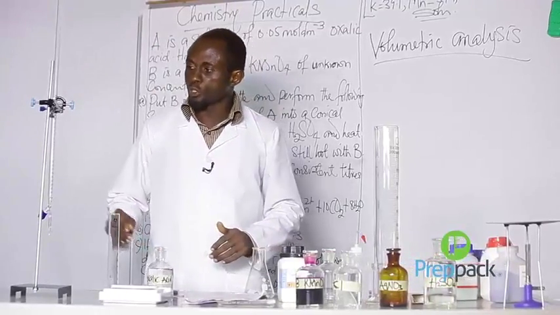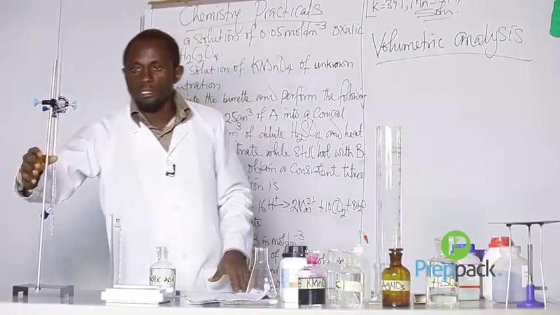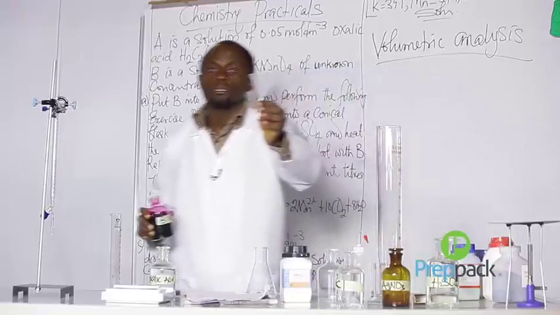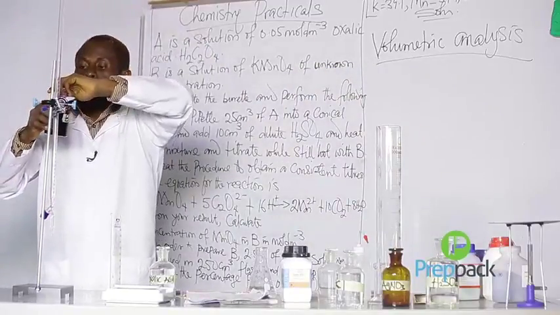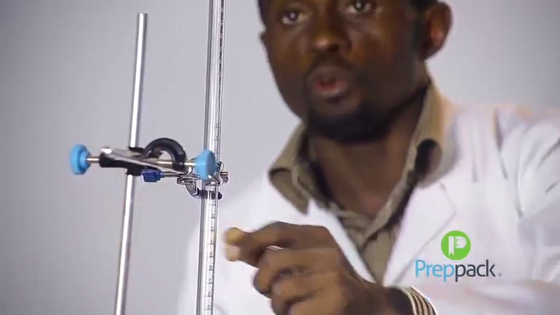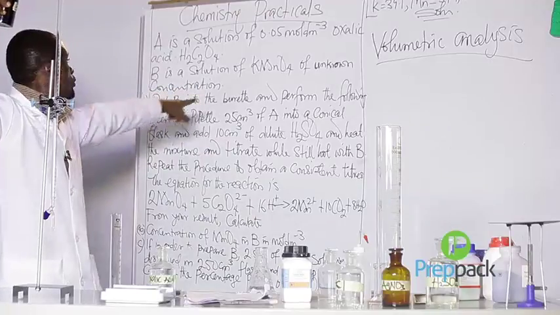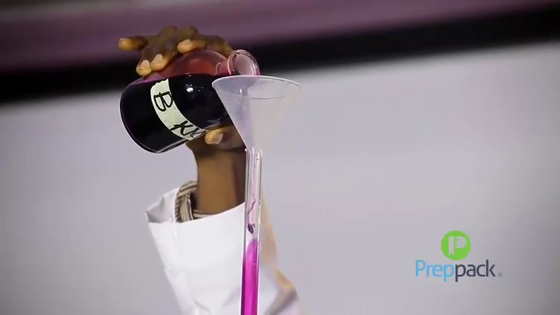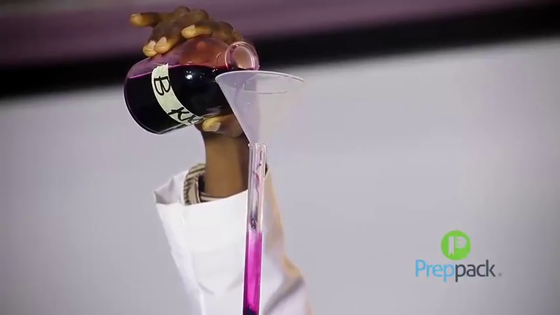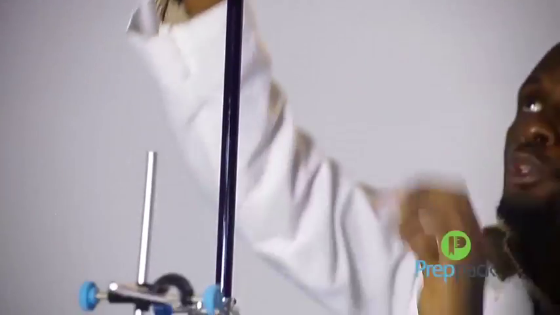If I go by this, the instruction says put B into the burette. This is my burette. This is the retort stand. So I need to keep to the instruction. This is my funnel. We use the funnel to pour the reagent into the burette. Before then, you need to check the burette very well to ensure that there is no leakage. Then this is B. The instruction says put B into the burette. So you pour this up to the mark. The burette is calibrated from 0 to 50. So all you need to do is fill the burette to the zero mark.